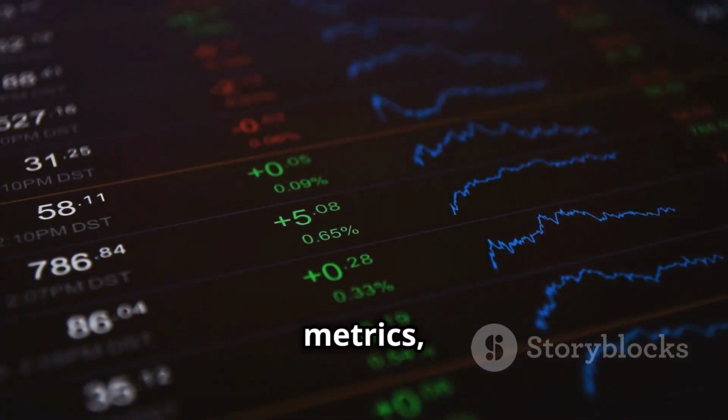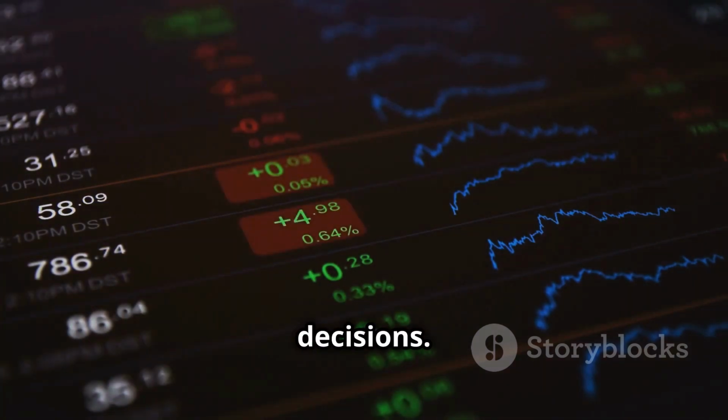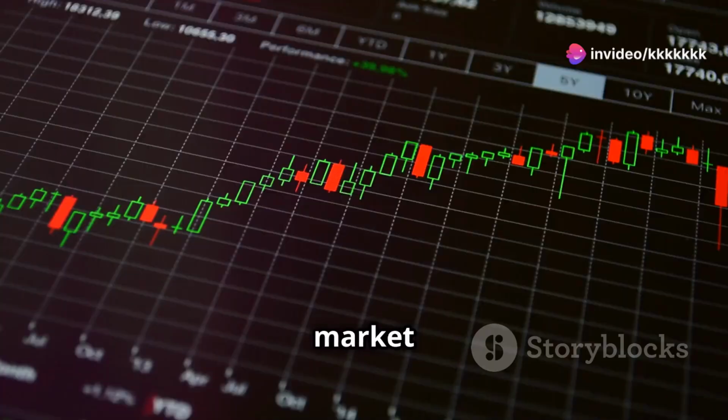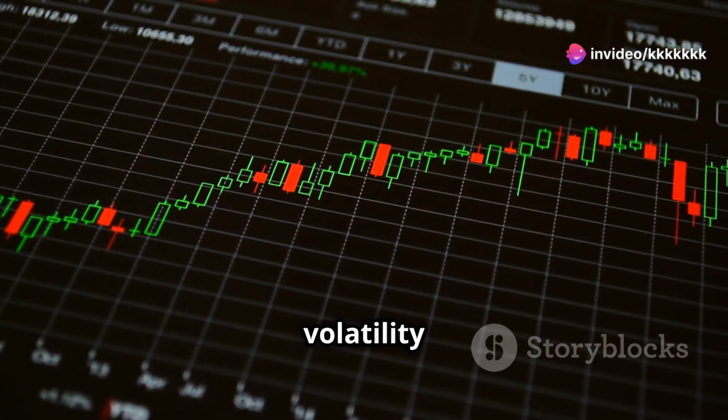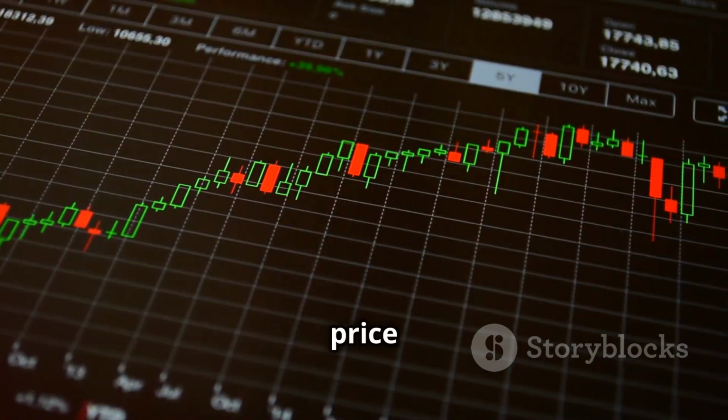By analyzing these metrics, traders can make more informed decisions. Understanding volatility is key to predicting option price movements.